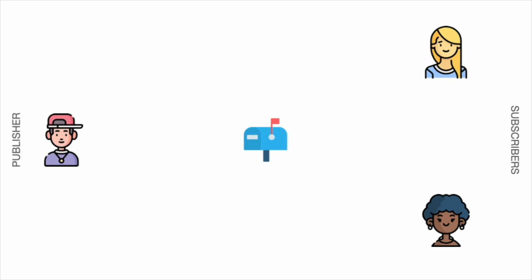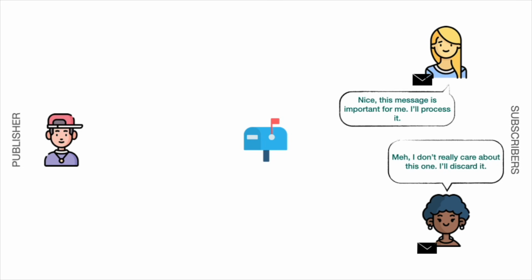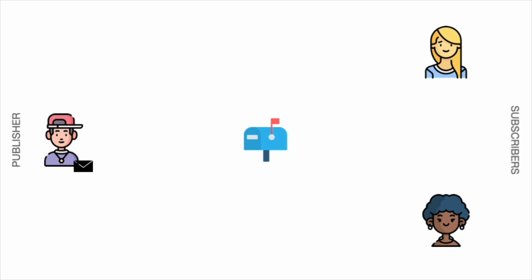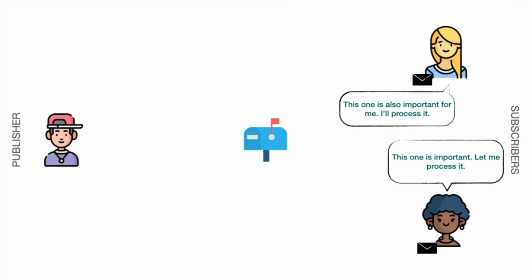Fan out only. Redis pub/sub is fan out only, meaning that when a publisher sends a message, it is broadcast to all active subscribers. All subscribers receive a copy of the message regardless of whether they are specifically interested in the message or not.